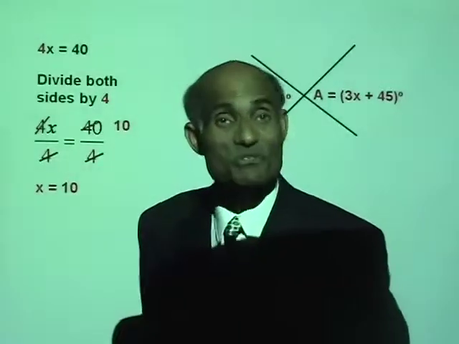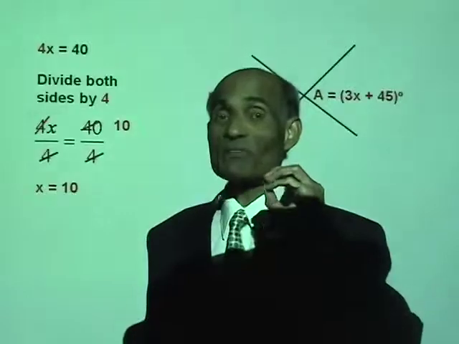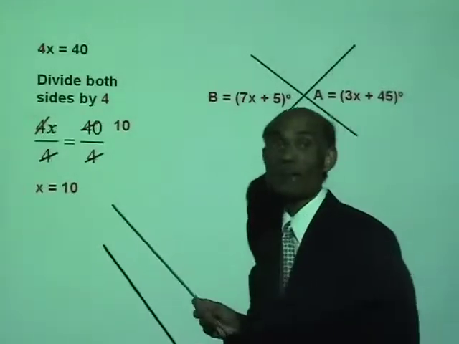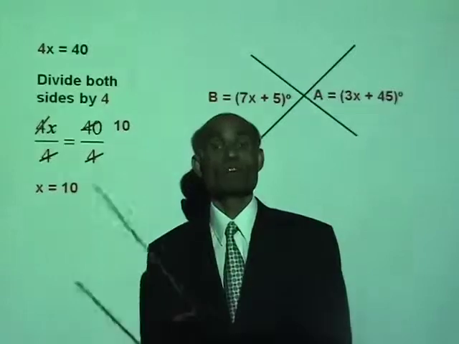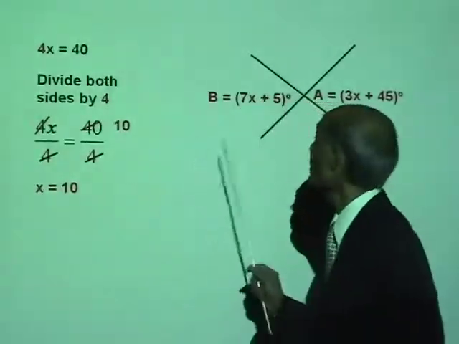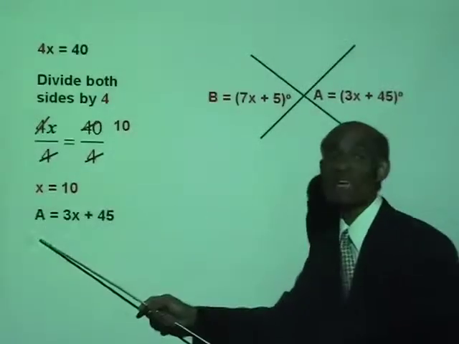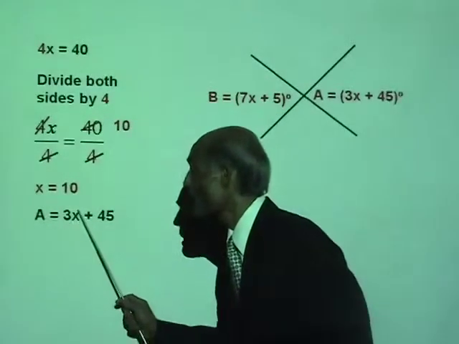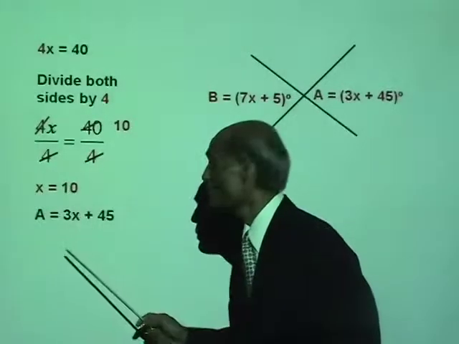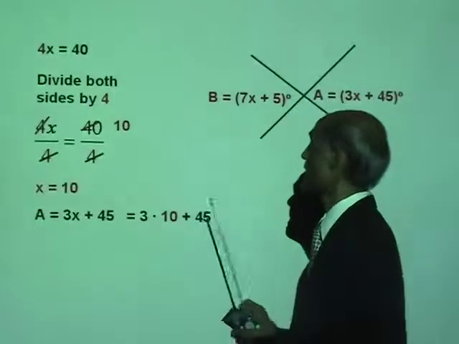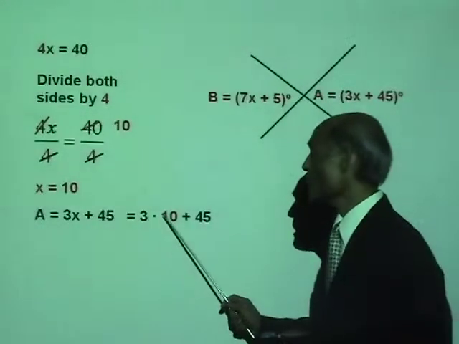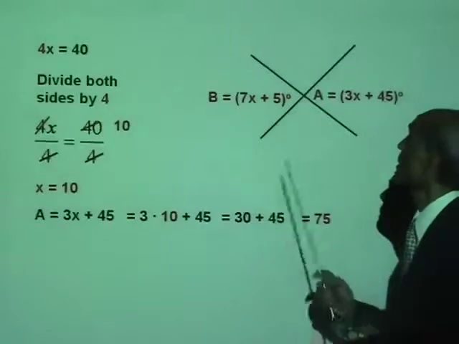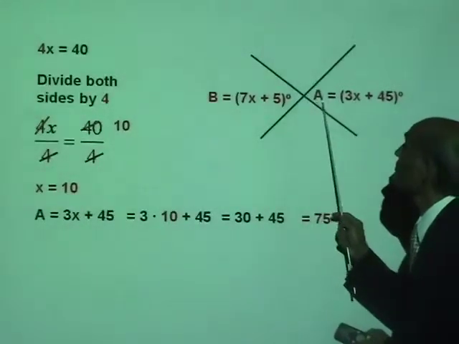But is that what we have been asked to do? We have been asked to find the values of A and B, the measures of angles A and B. What we have done is solve for x. We know x equal to 10. And so, to find the value of A, we know A equal to 3x plus 45. Now, replace your x by that 10. So, A equal to 3 times 10 plus 45. 3 times 10 is 30. 30 plus 45 is 75. Alright, the angle A is 75 degrees.